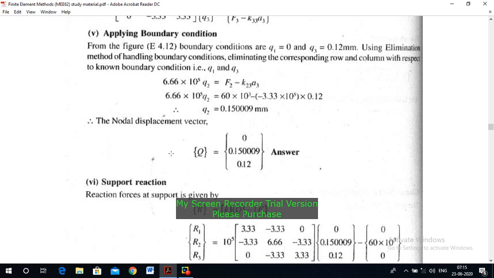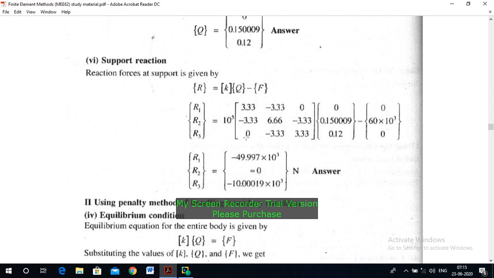Next, the nodal displacement vector Q is equal to Q1 is 0, Q2 is 0.15, and Q3 is 0.12 mm. This is the final answer for nodal displacement vector. Next, the support reaction. We know that R is equal to K into Q minus F. Therefore, it is a 3 cross 3 matrix. We are getting 3 support reactions R1, R2, R3.